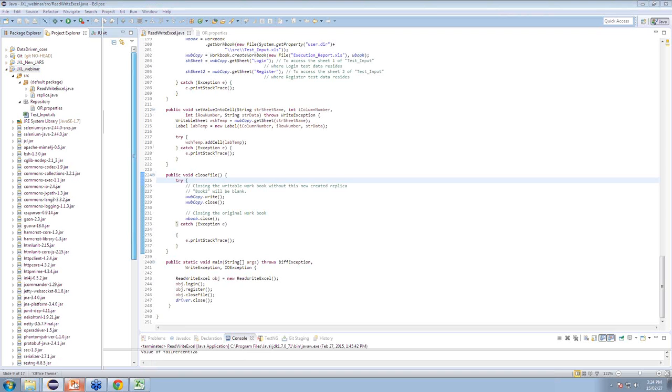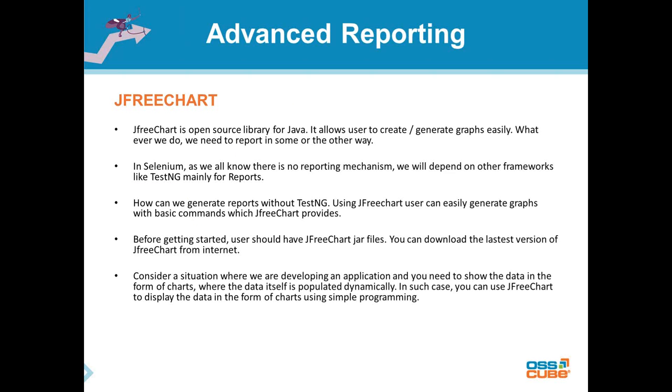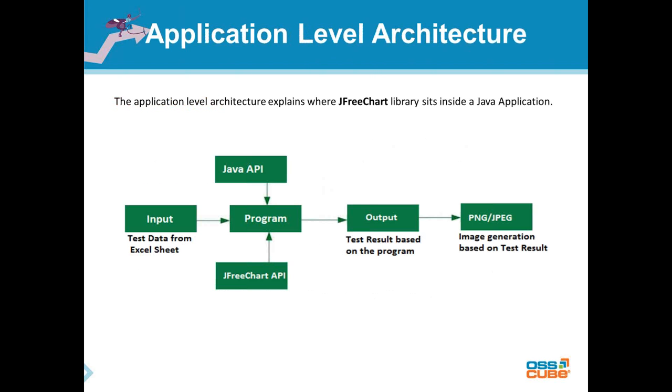So this is how you can add or configure the JFreeChart in your program. This is the application level architecture of JFreeChart. The application level architecture explains where the JFreeChart library sits inside a Java application. This is the diagram for that.